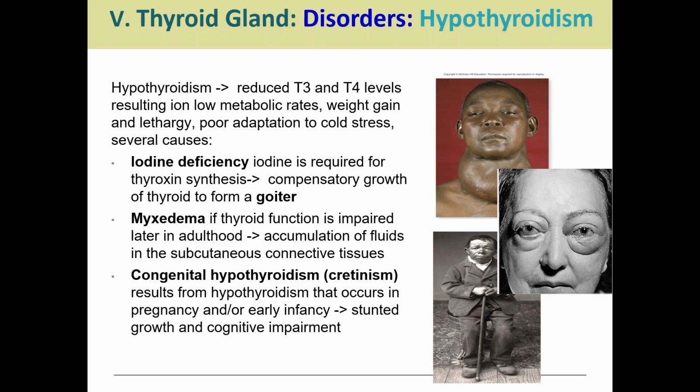In fact, if you don't have enough iodine, your thyroid will actually overgrow to try to compensate, to try to capture as much iodine and make as much T3 and T4 as possible. That swelling, that overgrowth is called a goiter. We see that here, this person's throat. Their thyroid is absolutely massive.